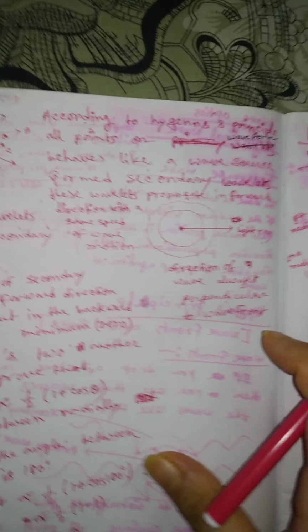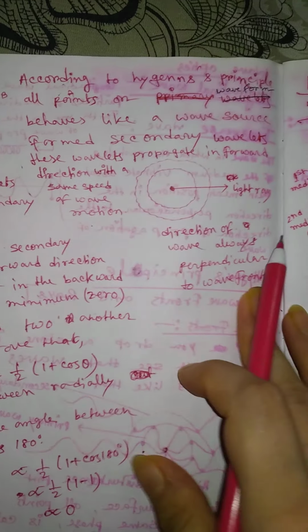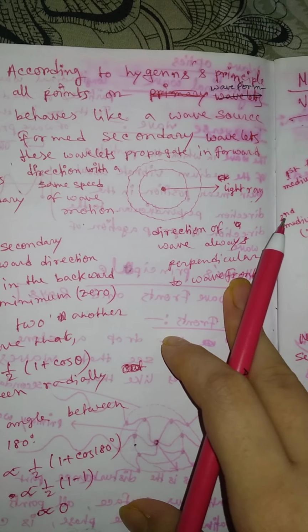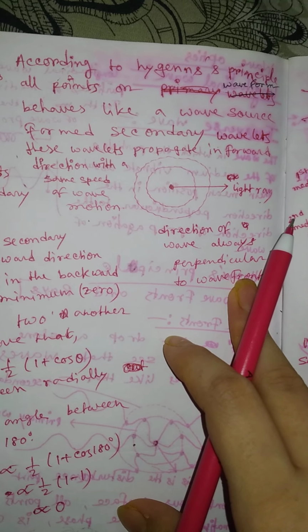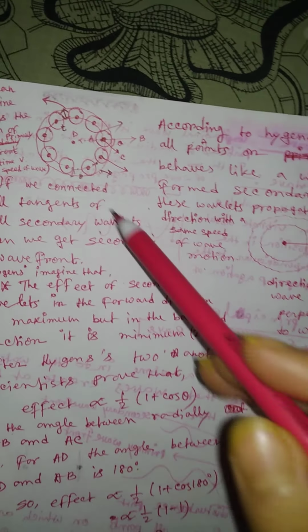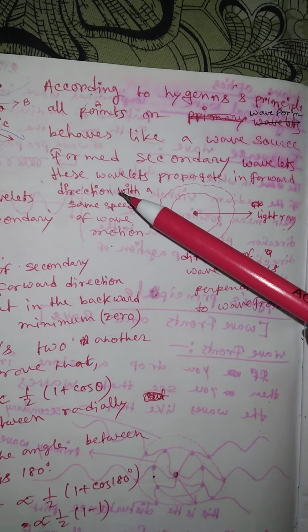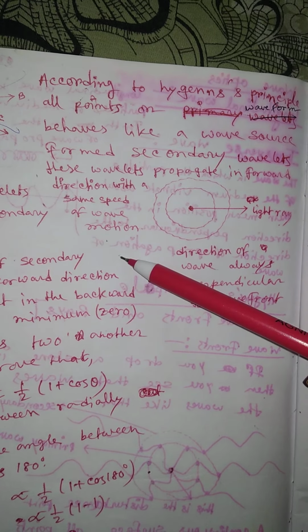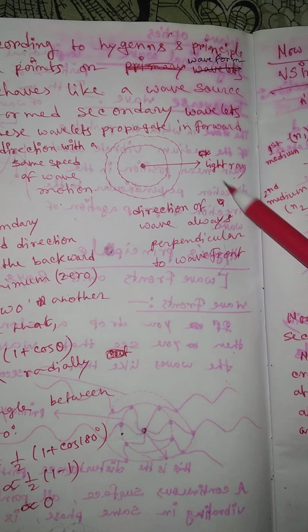Okay, so now we will discuss Huygens principle. According to Huygens principle, all the points on a wavefront behave like a wave source, forming secondary wavelets. These wavelets propagate in the forward direction. Just look here, all these wavelets propagate along the forward direction with the same speed as the wave motion. Just remember this, this one is very important.